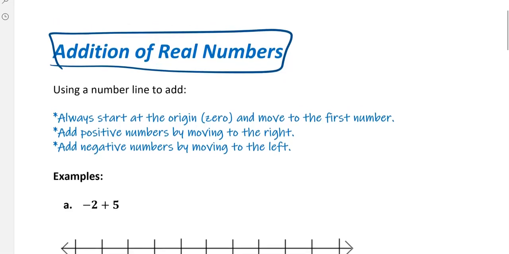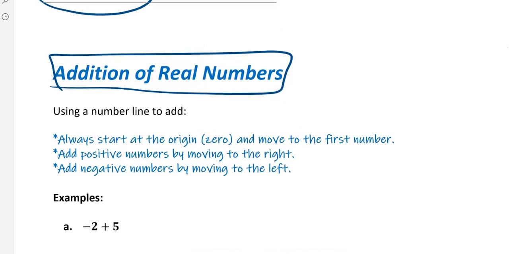Now we are going to be using a number line to add. So things you have to remember when you're adding on a number line, and you should probably write these things down. I would definitely recommend writing this down. When you're adding on a number line, always start at the origin, which is 0. We learned about that in the last lesson. And then you move from there to the first number. And then after that, if you add positive numbers, you move to the right. If you add negative numbers, you move to the left. Okay, always start at 0, positive to the right, negative to the left.